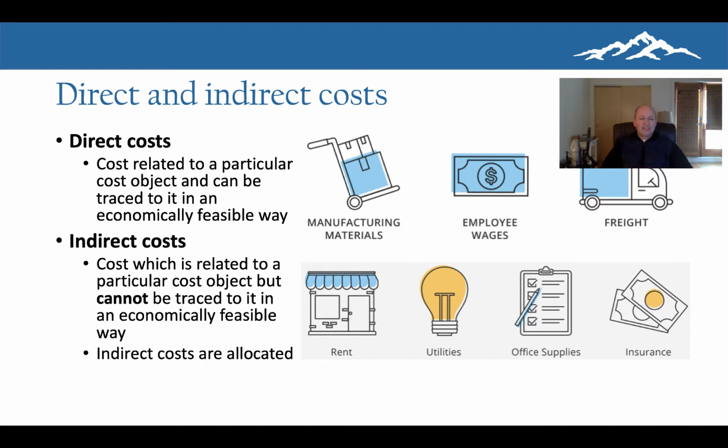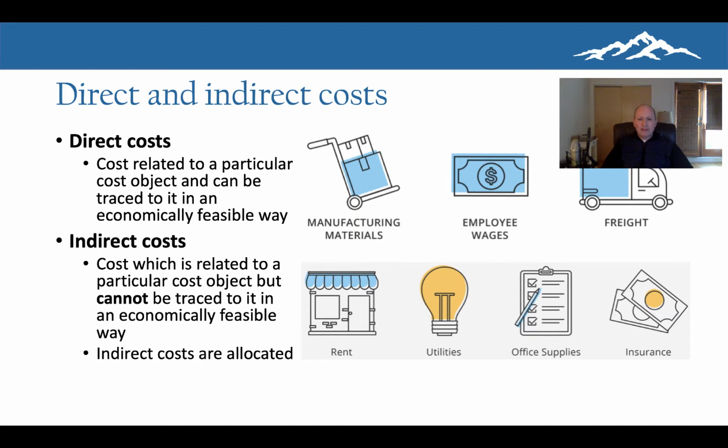It's the widget, right? So direct costs are costs related to a particular cost object. They're costs that can be traced to it in an economically feasible way. If it's a dollar screw or a dollar nail and it's going to cost you $50 to track it, that's not economically feasible, right? So that's the concept of materiality, if you remember back in your financial accounting class.